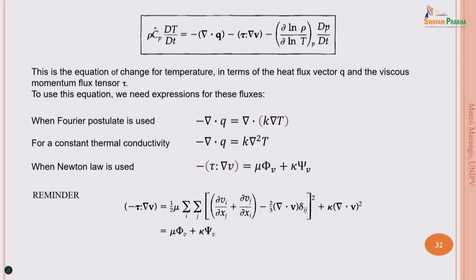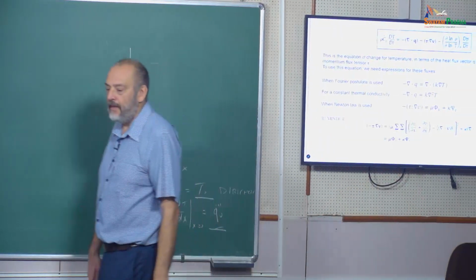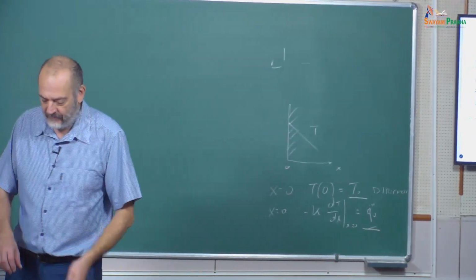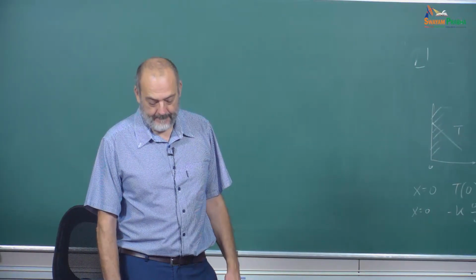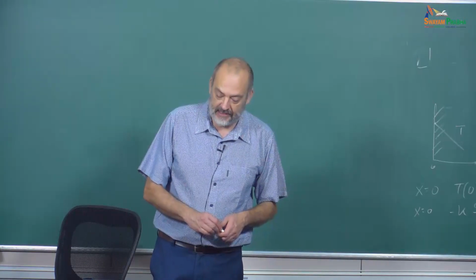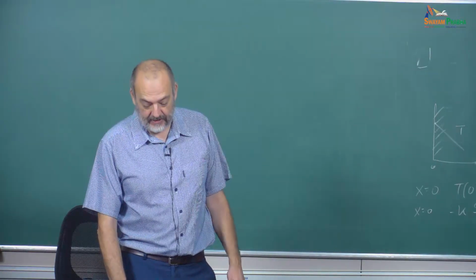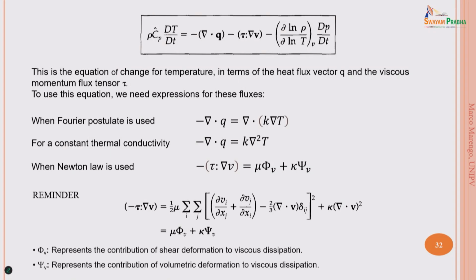Of course, we are considering a compressible fluid here because the divergence of velocity is still a number, it's not zero. Okay, and so we can write this term with the shear stresses in this nice form, mu phi v plus k psi v, where phi v now represents the contribution of the shear deformation due to the viscous dissipation, and the other one is the volumetric deformation.